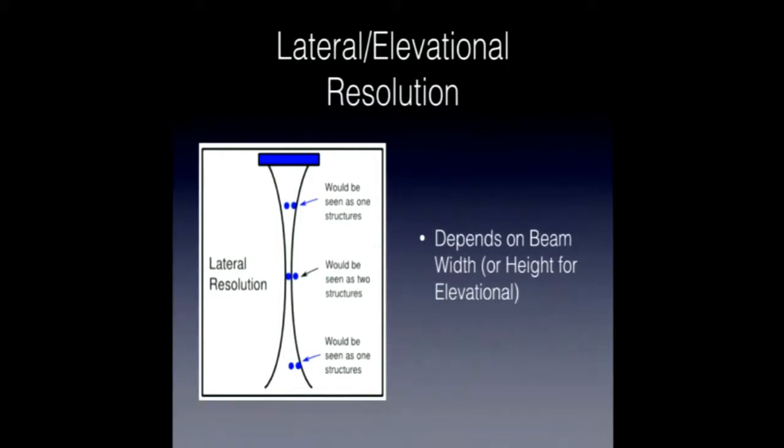But lateral resolution, this cartoon represents, you can see here at the focal point, two objects are being discerned as two different objects. So we have adequate resolution or resolving power at that depth. But if we're in the near field or in the far field, you can see here the two objects are too close together, and in this cartoon, they're not being distinguished. They're separate objects, so our resolution is not adequate outside of the focal range. So, and again, the lateral or the elevational resolution depends on the beam width or height, respectively.